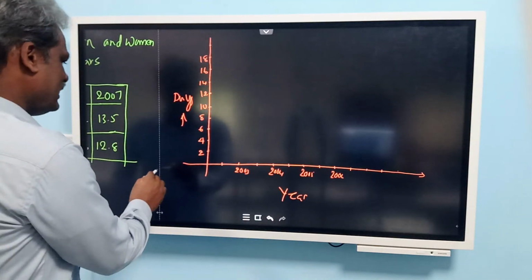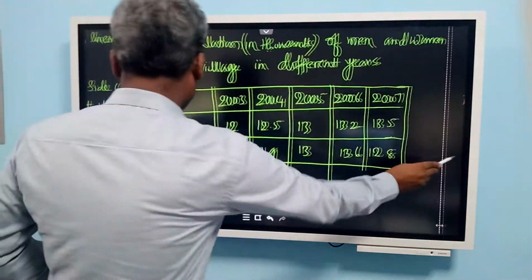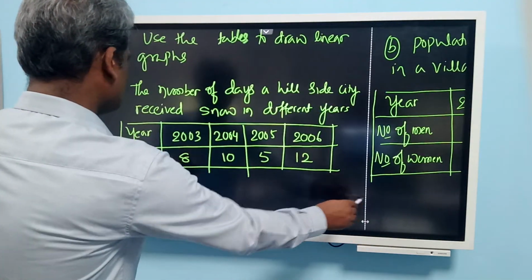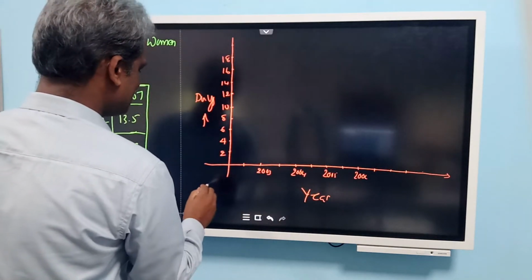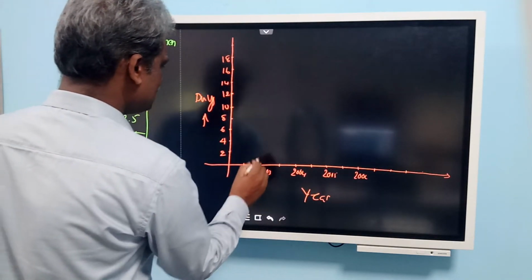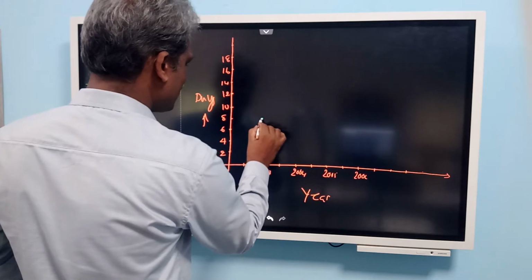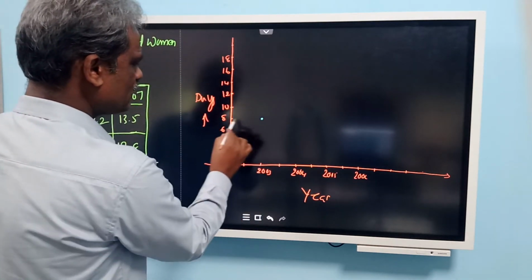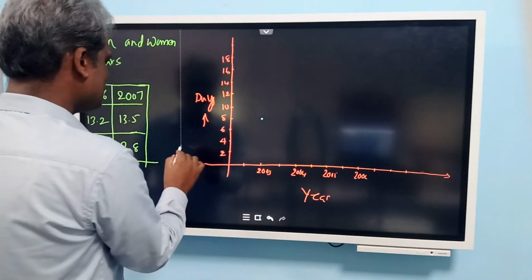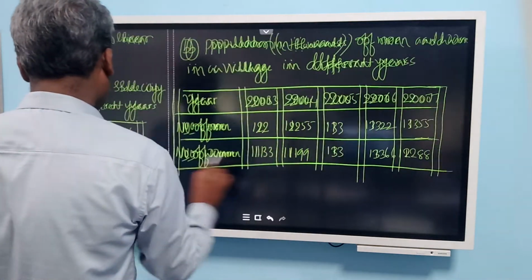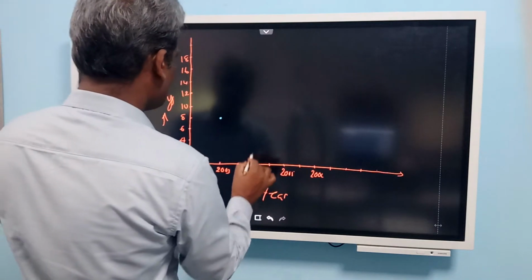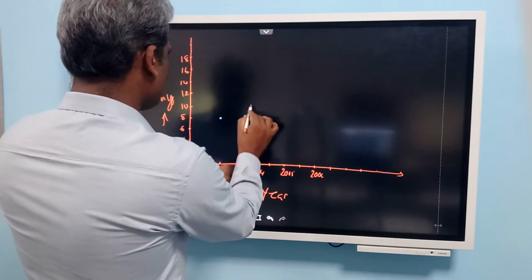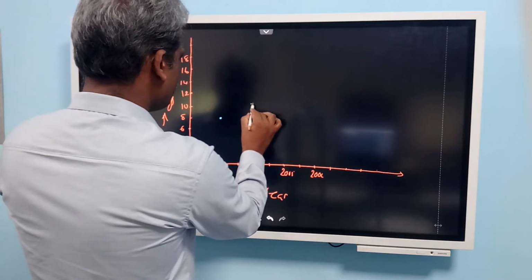Now, as per the data, you can locate the points on this graph. So in 2003 it was 8 days. I locate this, it is 8 days. Correspondingly, we can locate a point. 2003, vertically go up to 8. Then 2004 it is 10 days. You go vertically upward up to 10. So now this is the position.